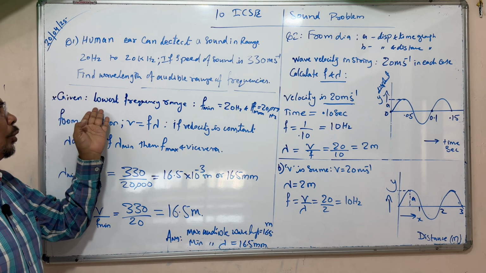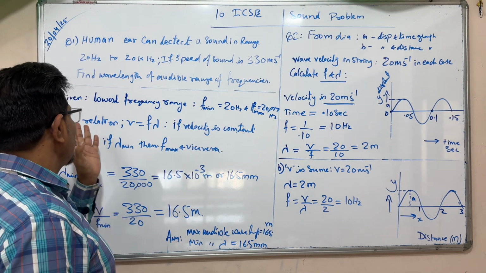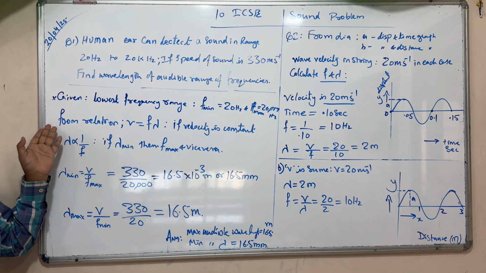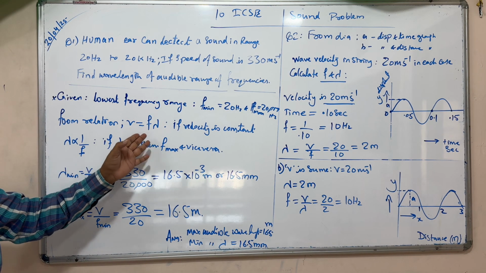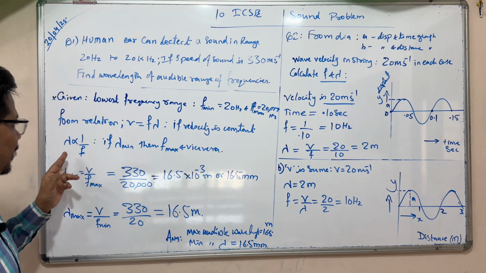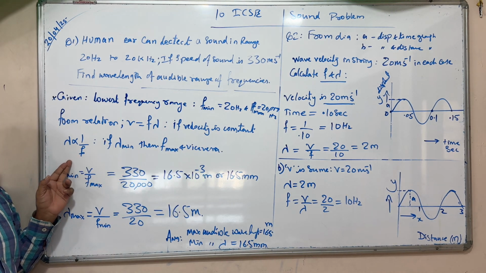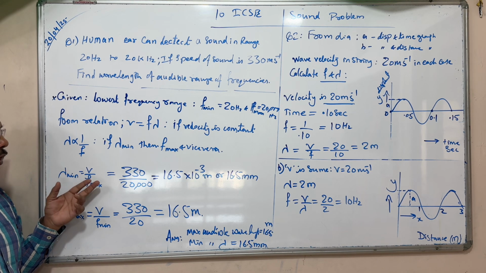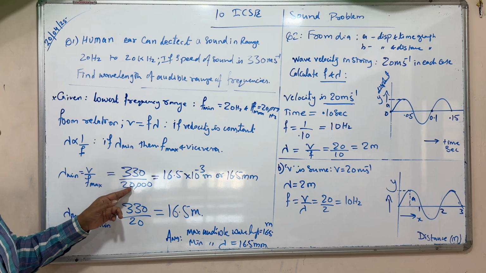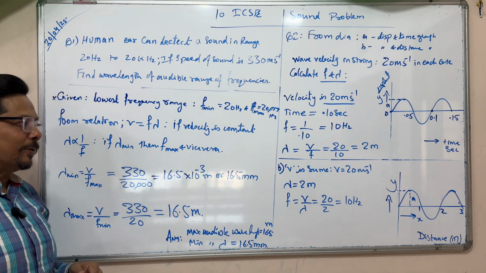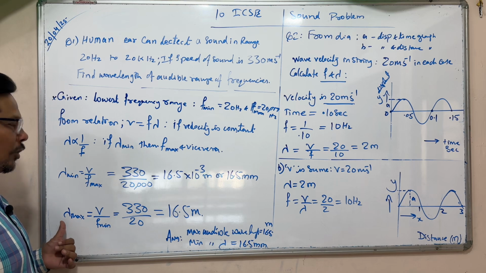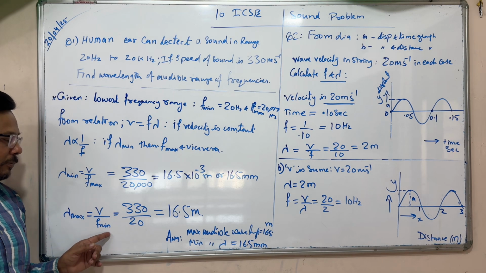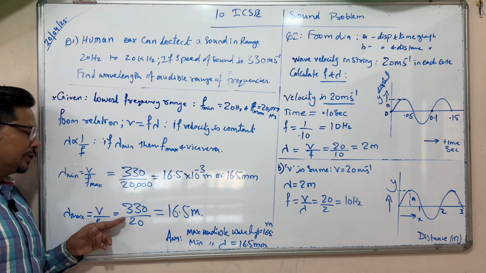Now, when you want to solve the numerical, you should write the given. What is given? The lowest frequency is given, the highest frequency is given, and you put the relation also. From the relation V is equal to f lambda, if V is constant, frequency is inversely proportional to wavelength and vice versa. For the minimum wavelength, you put 330 upon 20,000, you will get 16.5 millimeter. For the maximum wavelength, you put V upon the minimum frequency, which is 20 hertz. You put them, you will get the answer.